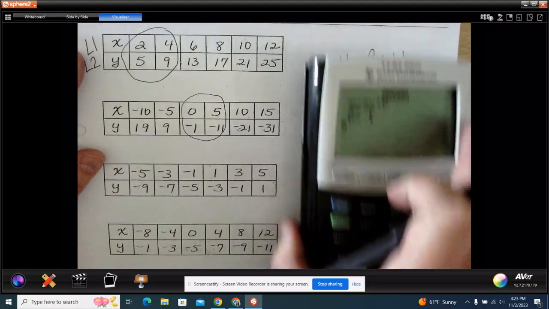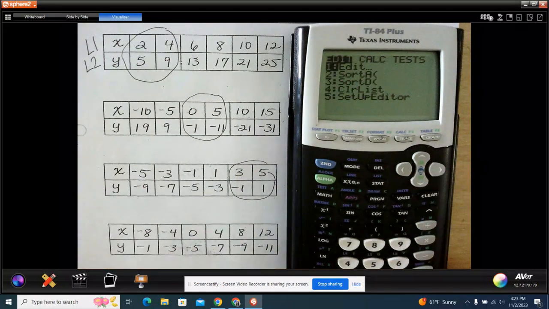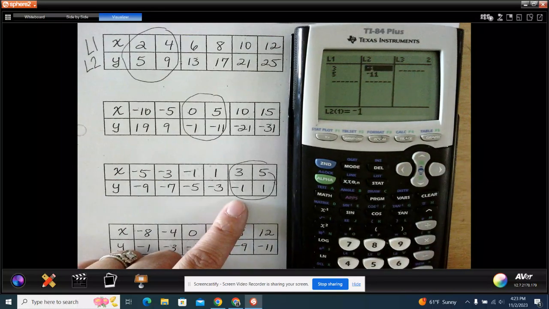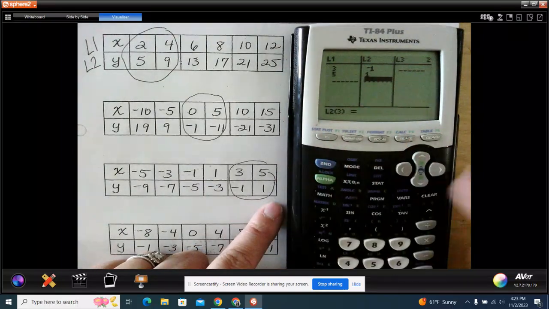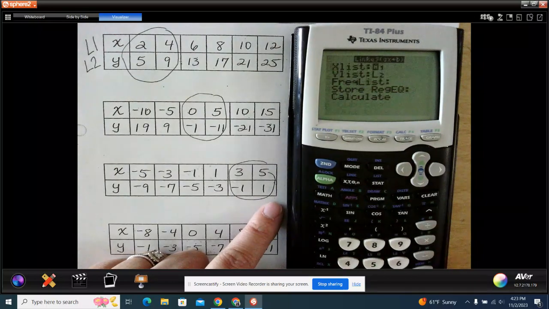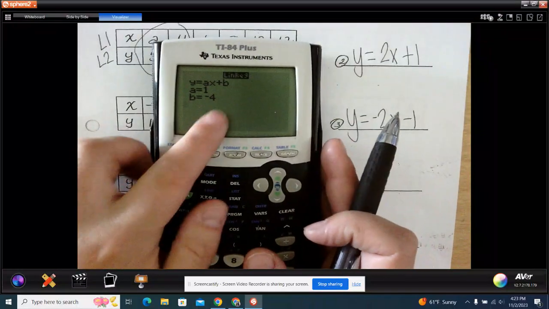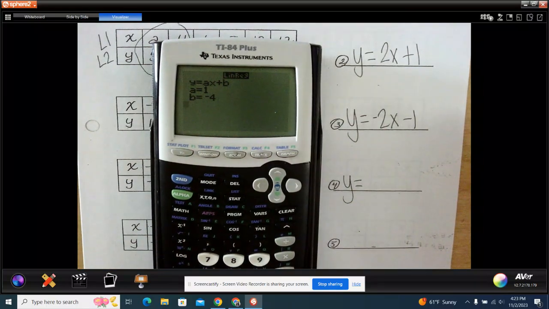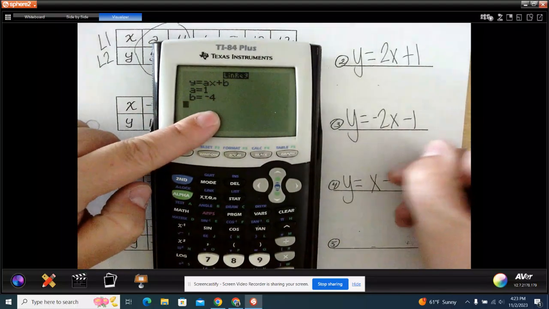Okay, so let's try another one. I'm going to choose the last 2 numbers. So stat, enter. I have 3 and 5, and then -1 and 1. I didn't have to change too many numbers on this one. So 3 and 5, and then -1 and 1. So stat, calc, number 4, and then enter. For this one, we have A is 1. When A is 1, instead of putting 1x for our linear function, we just put x. That's the correct way to write it, and then -4 at the end.